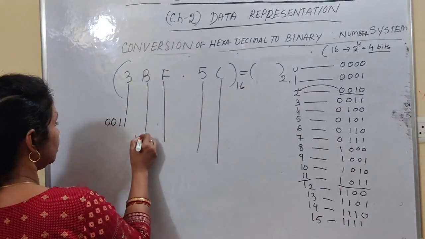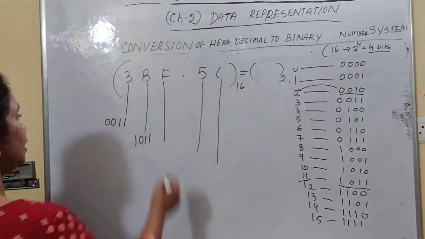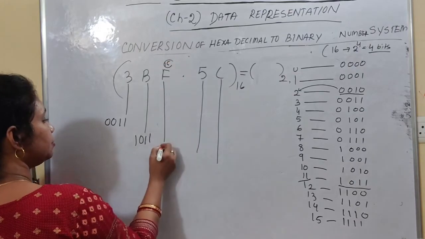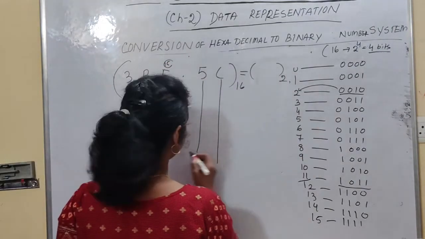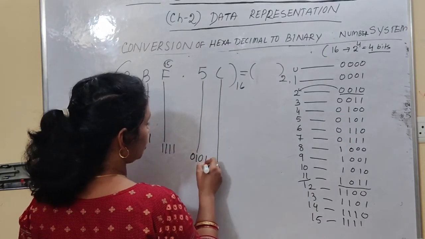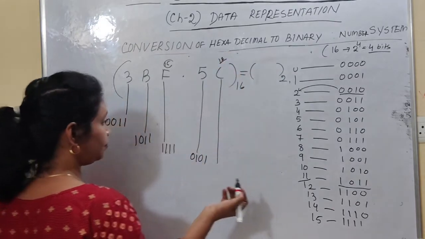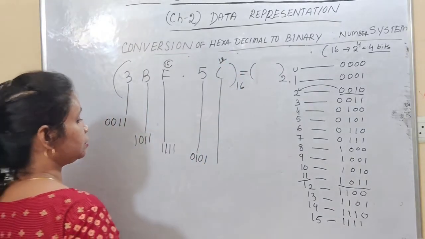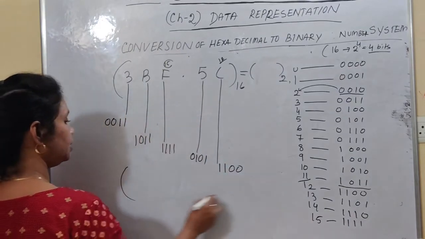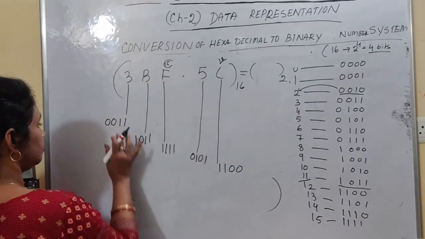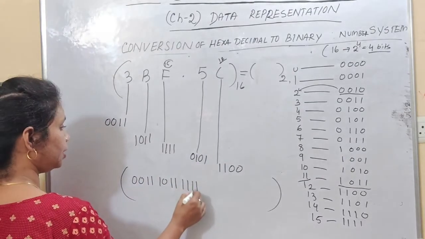So here 1011. Now next F. F means what? F is 15. So 15 is represented by 1111 and 5. 5 is represented by 0101 and C. C stands for 12. So 12 is what? 1100.